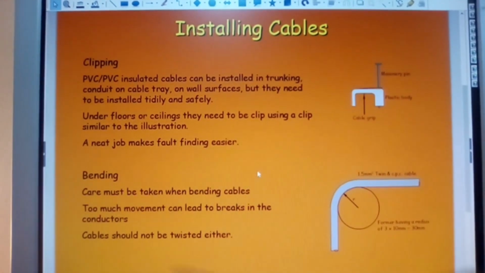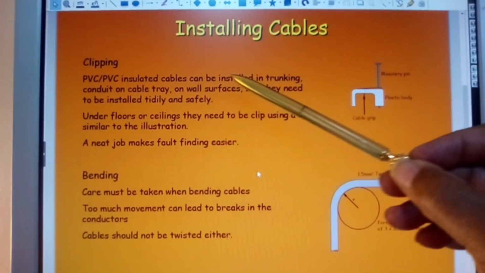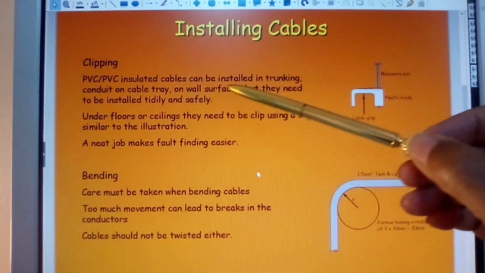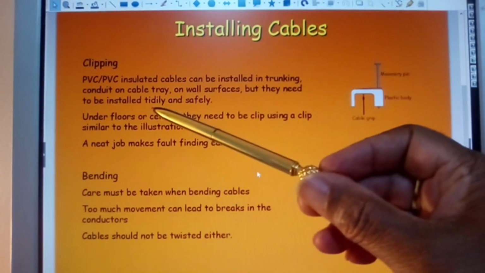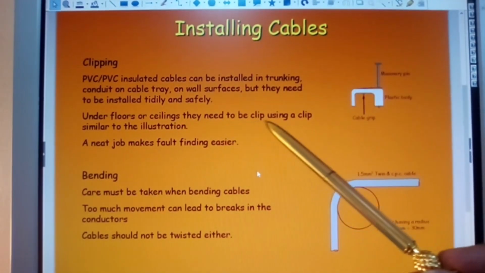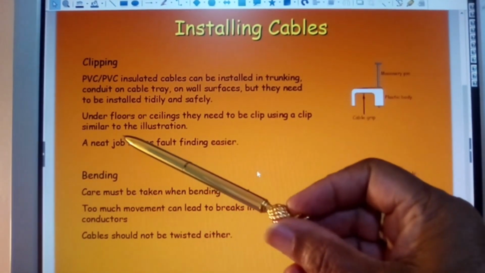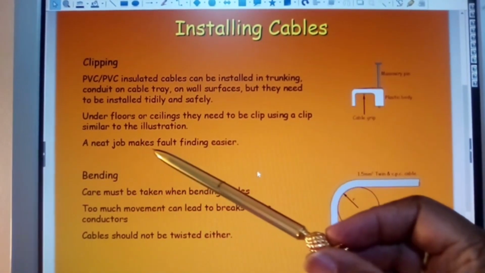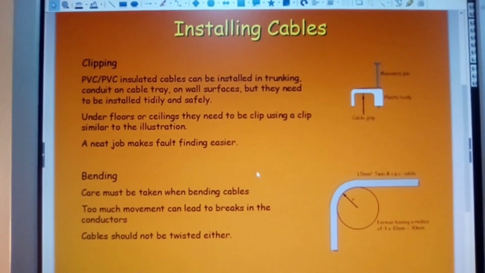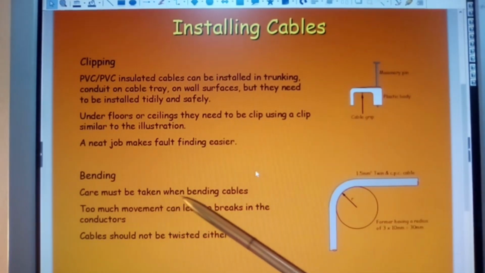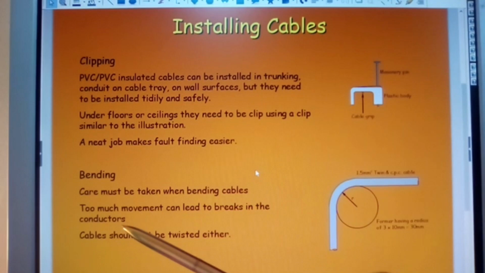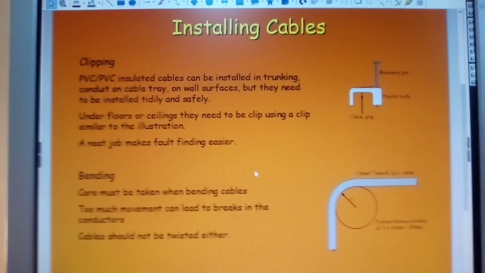Clipping: PVC insulated cables can be installed in trunking, conduit, or cable tray on wall surfaces, but they need to be installed tidily and safely. On the floors or ceiling, they need to be clipped using a clip similar to the illustration. A neat job makes fault finding easier, and believe me, it does. Bending: care must be taken when bending cables. Too much movement can lead to breaks in the conductors. Cables should not be twisted either.